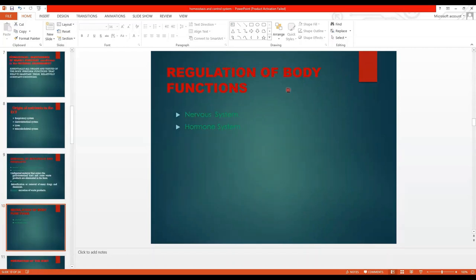Next is the regulation of body function. Our body functions are regulated through these two important systems. Number one is the nervous system. Number two is the hormonal system. The nervous system consists of three important parts. Number one is the sensory input, which detects the change. Then is the central nervous system, which consists of the brain and spinal cord. That change is then delivered from the sensory input to the central nervous system, that is the brain, and then comes the motor output.